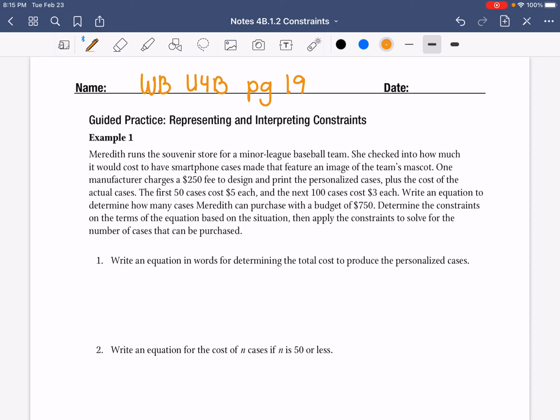Our problem says, Meredith runs the souvenir store for a minor league baseball team. She checked into how much it would cost to have smartphone cases made that feature an image of the team's mascot. One manufacturer charges a $250 design fee to design and print the personalized cases, plus the cost of each actual case. The first 50 cases cost $5 each. The next 100 cases cost $3 each. Write an equation to determine how many cases Meredith can purchase with a budget of $7.50. Determine the constraints of the terms of the equation based on the situation. Then apply the constraints to solve for the number of cases that can be purchased.